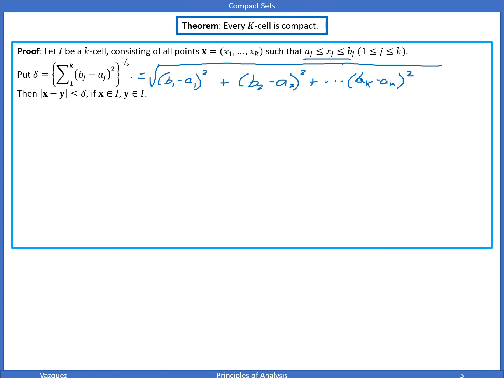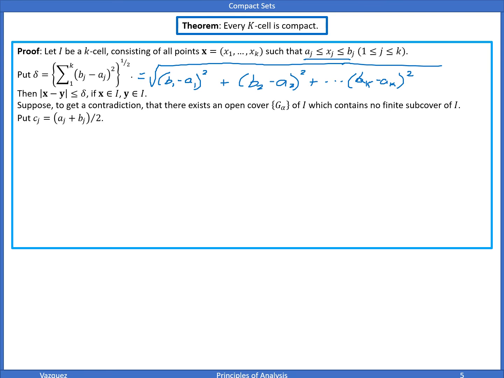And if you're taking a linear algebra course, maybe you can visualize this, mostly in 3 dimensions. The whole concept of the Euclidean norm may help you visualize this. So I said delta is greater than or equal to the norm of x minus y, the difference between x and y. Well, to get a contradiction, we're going to suppose that there exists an open cover G sub alpha of I which contains no finite subcover of I, meaning I won't be able to be compact, but we're going to get a contradiction. We're going to put c sub j equal to a sub j plus b sub j over 2.